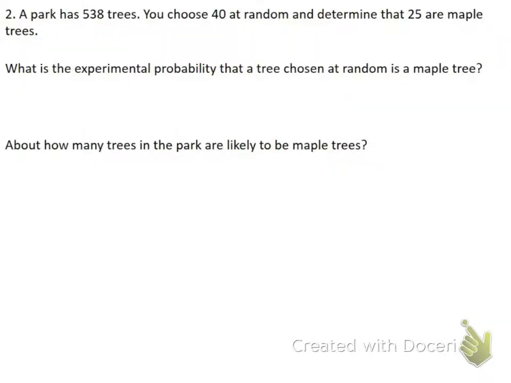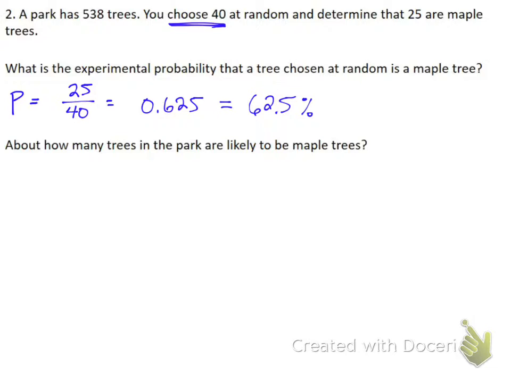Same thing with this last problem here. It says a park has 538 trees. Choose 40 at random and determine there are 25 maple trees. So when it's talking about the experimental probability that a tree chosen at random is a maple tree, the one thing we need to be careful with here is when I'm finding my probability, the total number of trees that I actually checked was 40. So make sure that 40 is my total, and then 25 are maple. And so again, 25 divided by 40, I get 0.625, which is 62.5%.